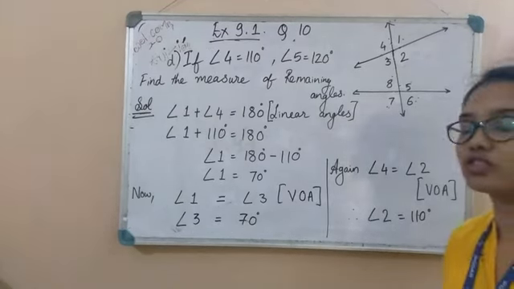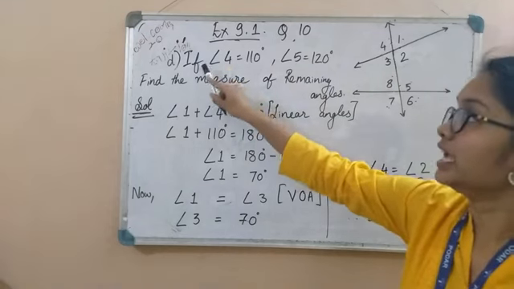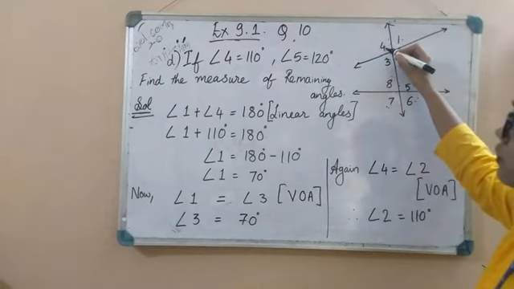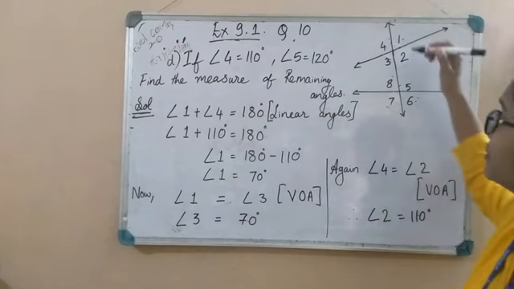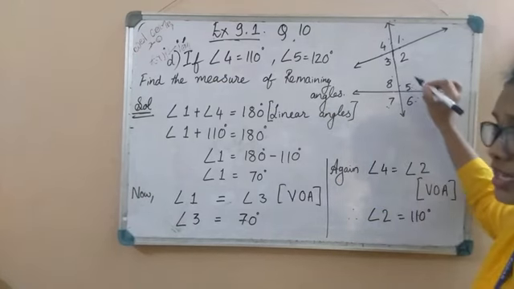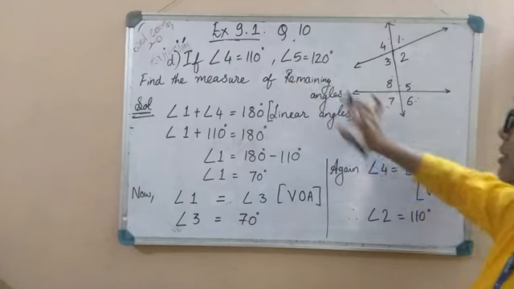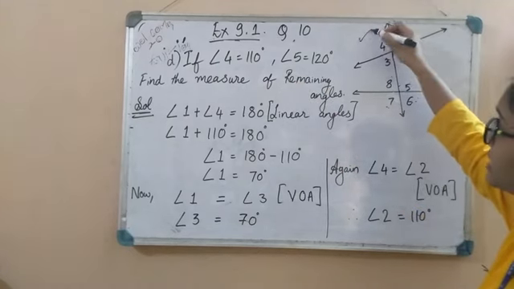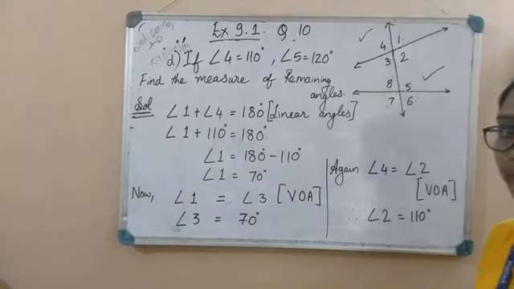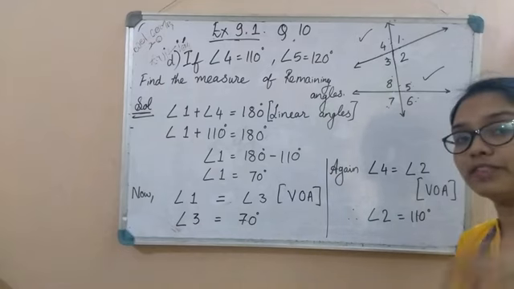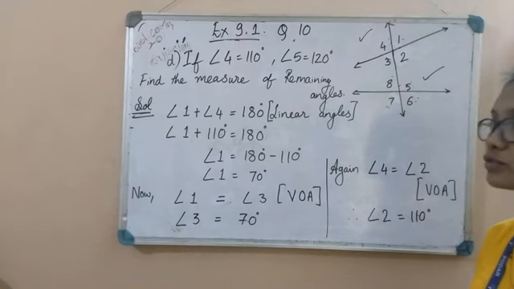Now, next question is D. If the measure of angle 4 is 110 and the measure of angle 5 is 120, find the measure of the remaining angles. Means only this angle is given and this angle is given. Now, on the basis of previous knowledge, we will solve this question.